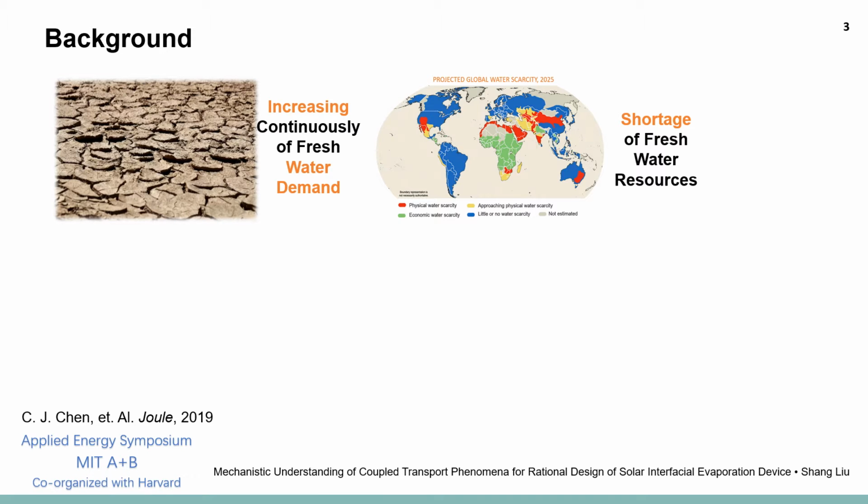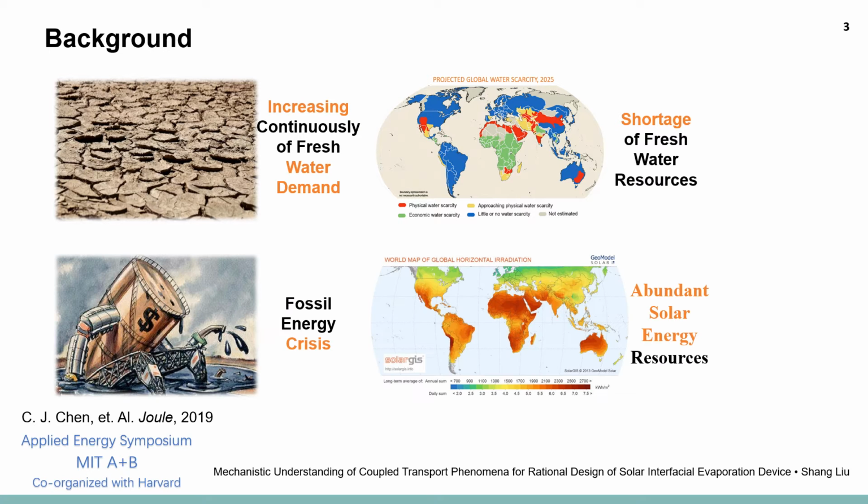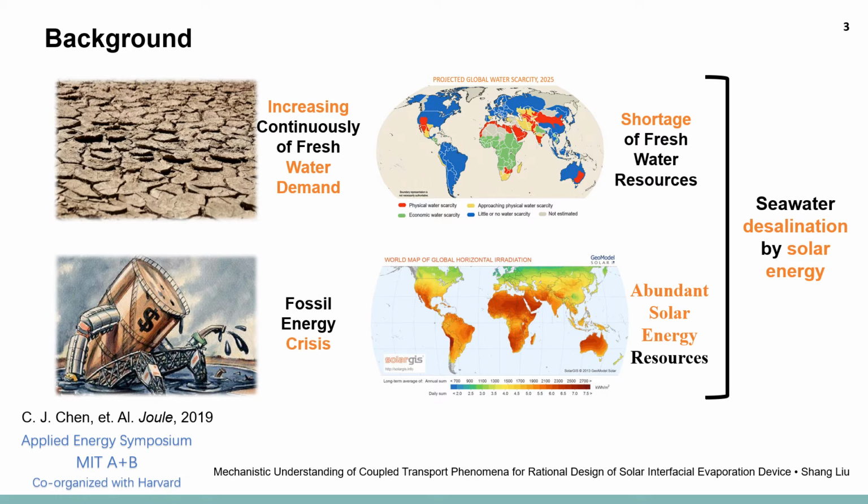The continuously increasing freshwater demand makes the shortage of freshwater resources one of the most serious global problems, and due to the fossil energy crisis and abundant solar energy resources on the Earth, seawater desalination by solar energy is regarded as one of the most promising ways to produce fresh water.